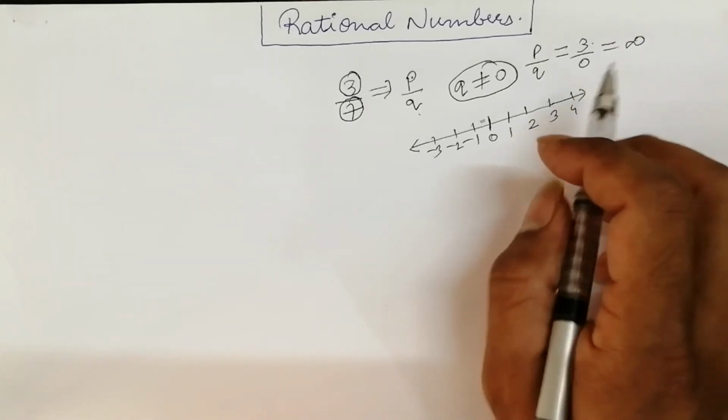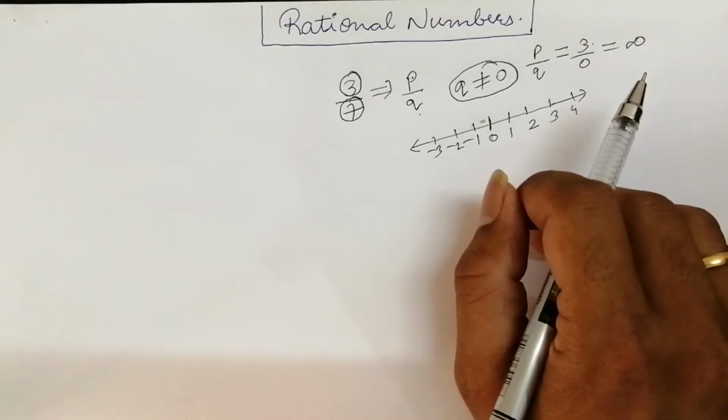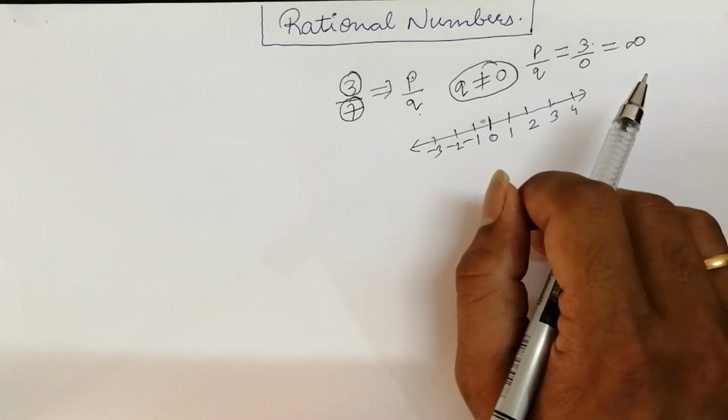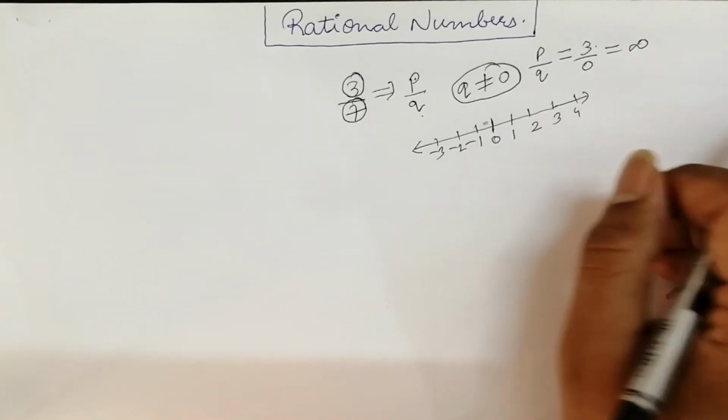Now in class 7th we have studied the different operations performed on rational numbers. We had performed 4 operations on rational numbers, that is addition, subtraction, multiplication, division. Okay, these 4 operations we have performed on rational numbers in class 7th. Now in class 8 also we will perform these 4 operations, but despite this we will study some new properties of rational numbers. First of all we will study the classification of rational numbers.